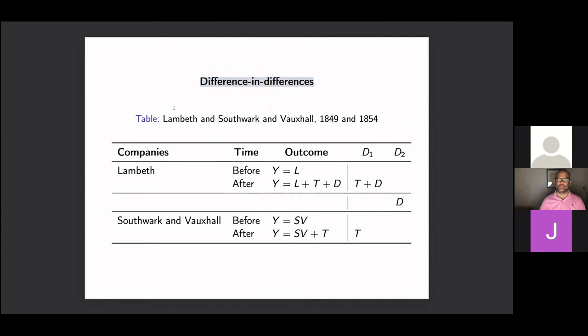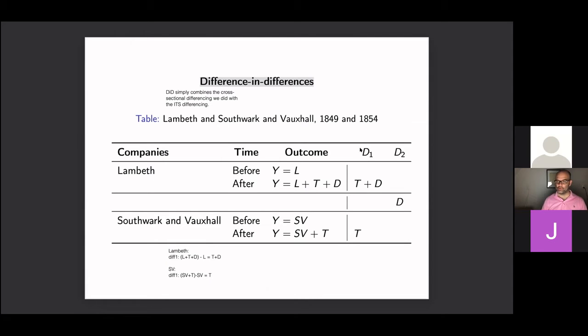Difference in differences, DID, simply combines the cross-sectional differencing we did with the interrupted time series differencing. So let's do it here. What we're going to do is, Lambeth, diff 1: L plus T plus D minus L equals T plus D. Suffolk and Vauxhall, diff 1: SV plus T minus SV, T.